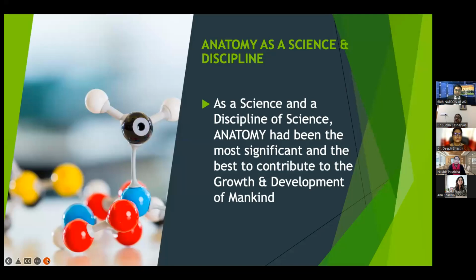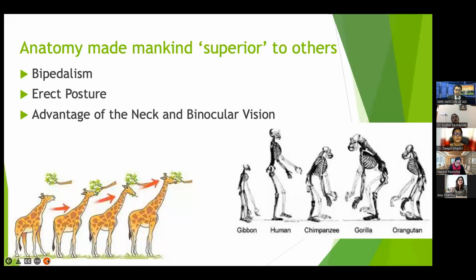And as that science, which has contributed to the growth and development of mankind, anatomy has no comparison at all. Why was mankind made superior to others? Why is it that humanity had been able to control the rest of the world? Humanity had been able to control the plant kingdom, the animal kingdom, the forests, all because of the anatomical nature that was accorded to the humankind.